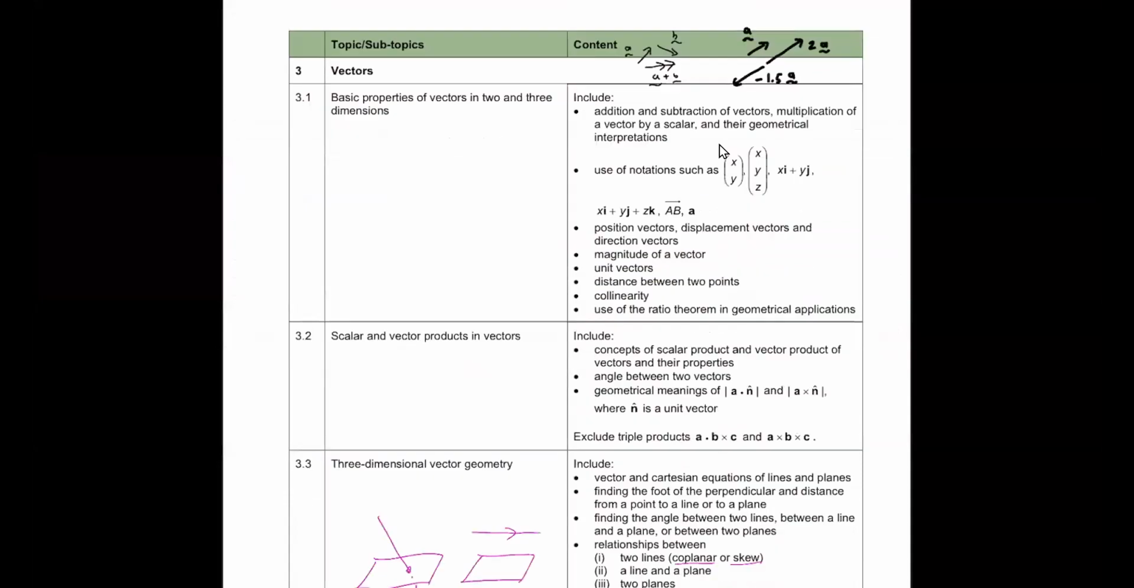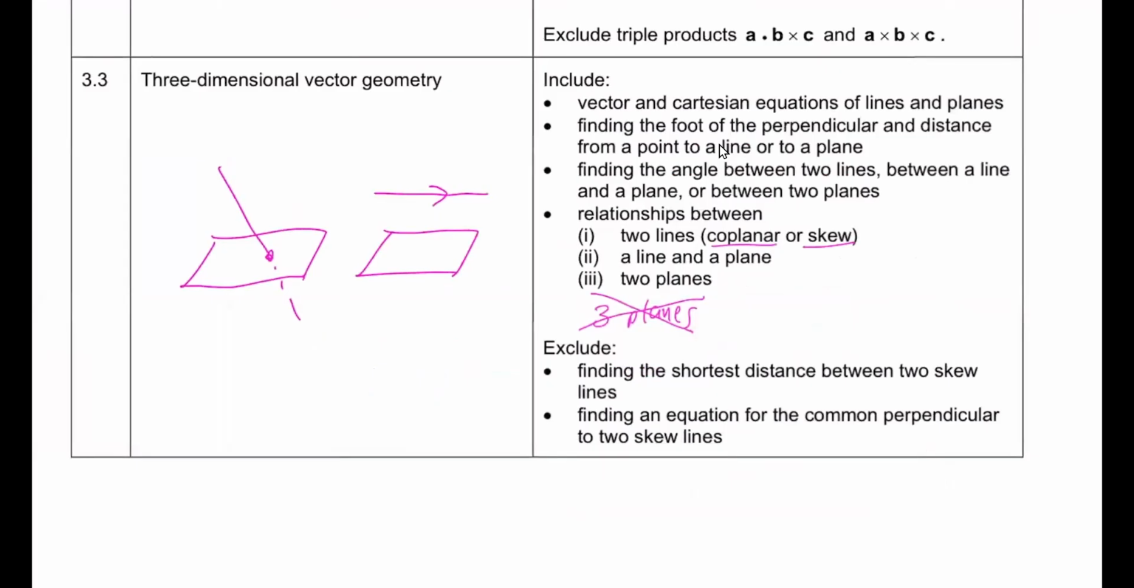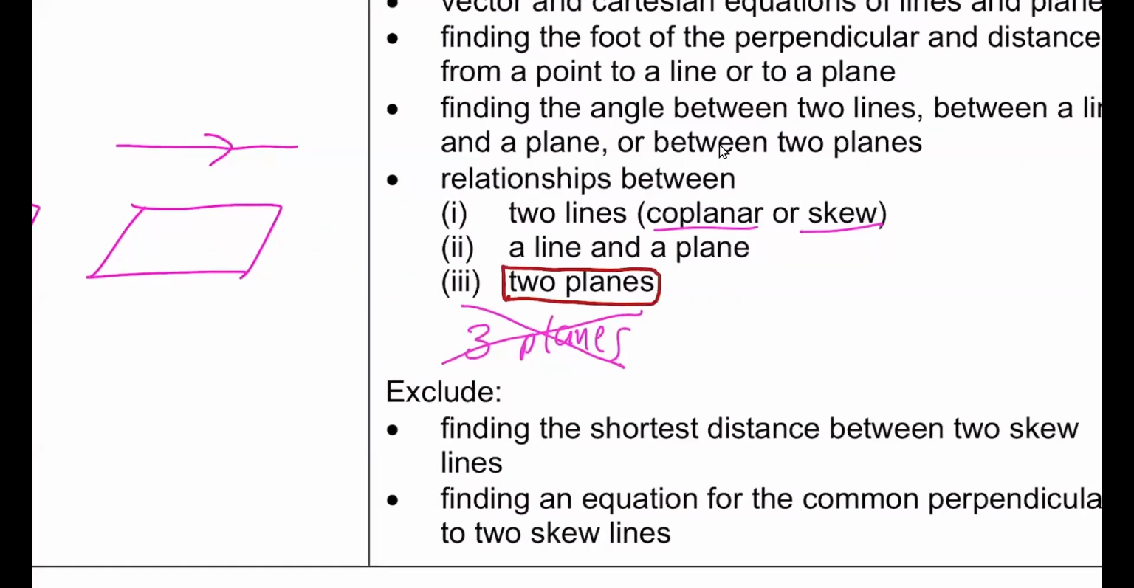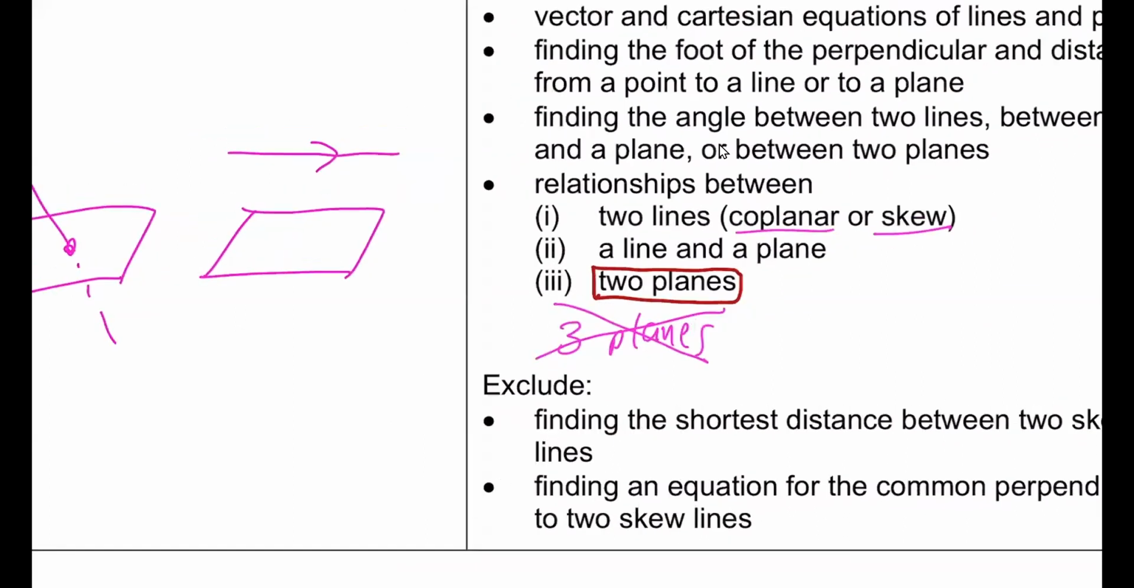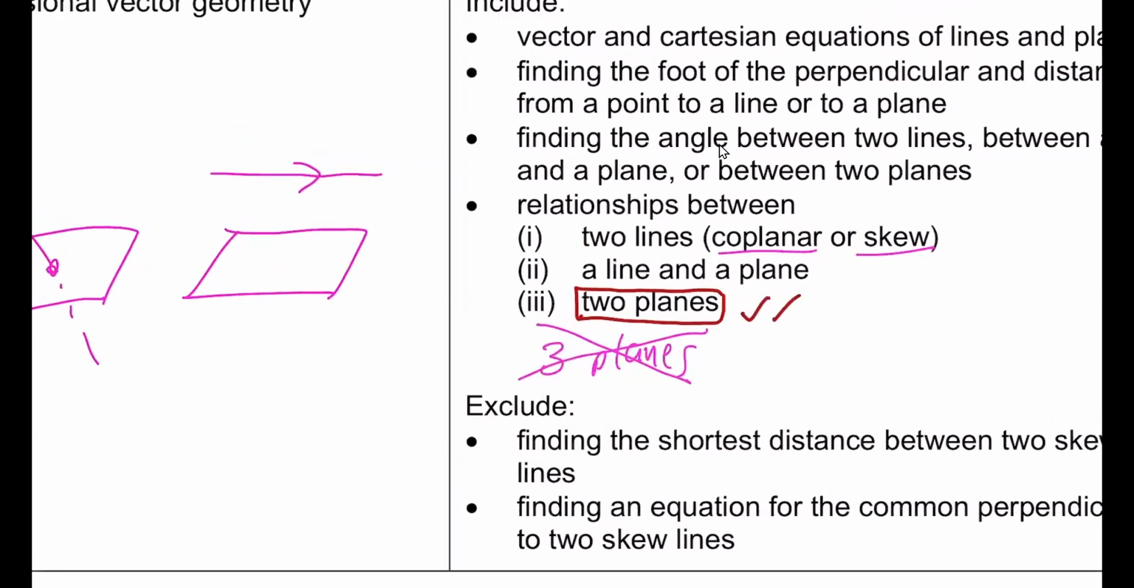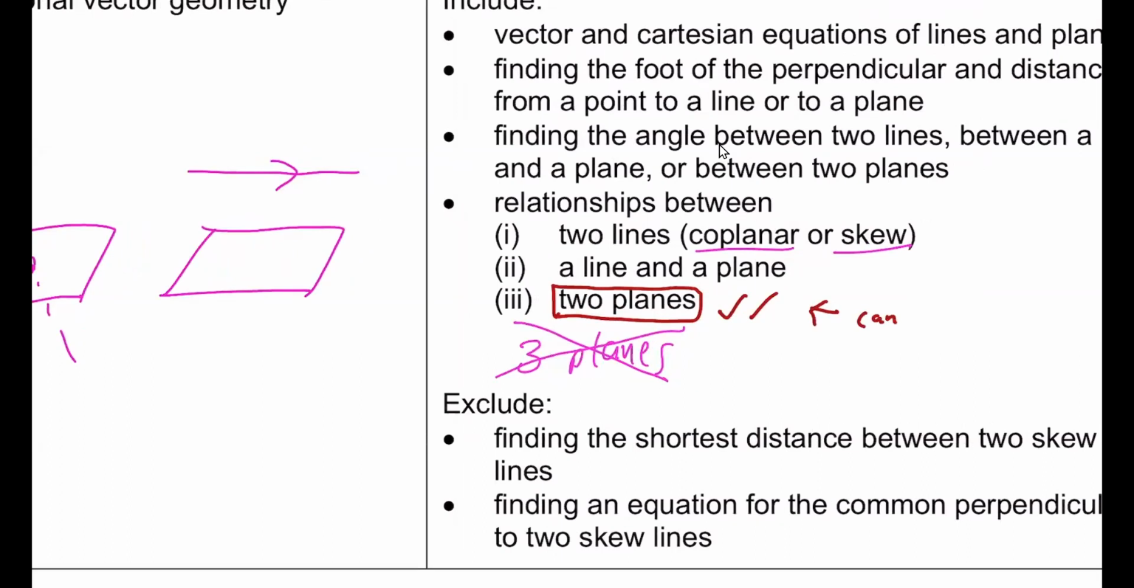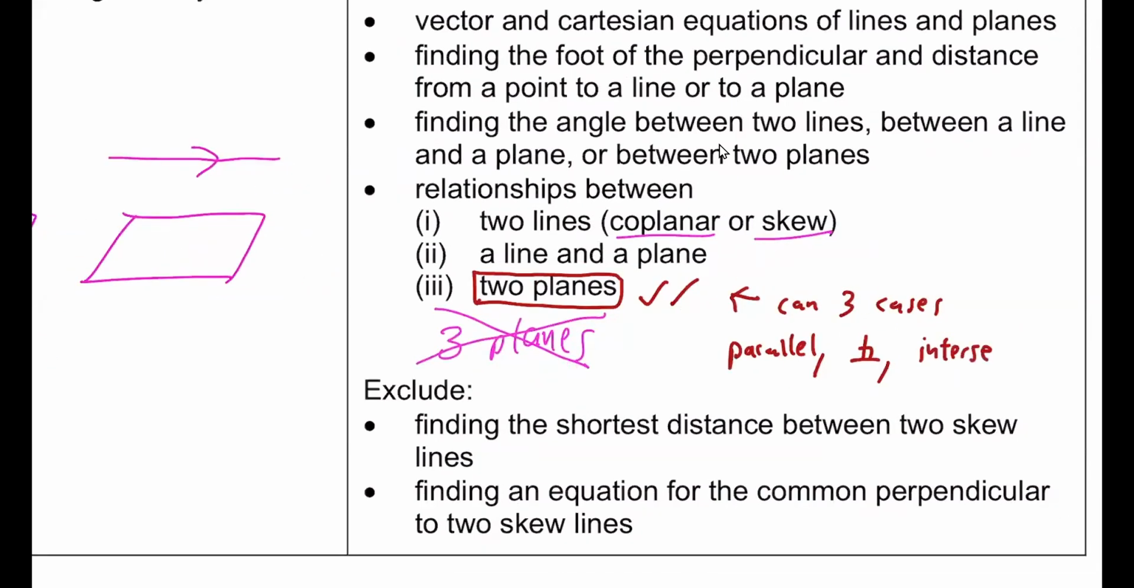Let's take a look at the syllabus. Here they talk about relationship between 2 planes. I forgot to mention this. I talked about parallel and perpendicular, but I forgot to mention the last one, when they intersect in a line. 3 cases. Parallel, perpendicular, or intersect. I just went through.